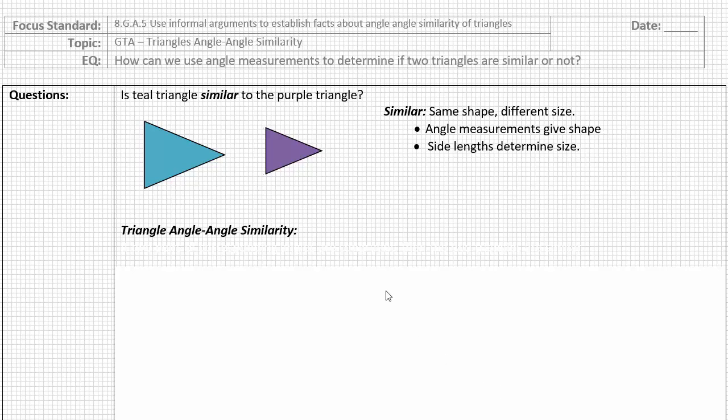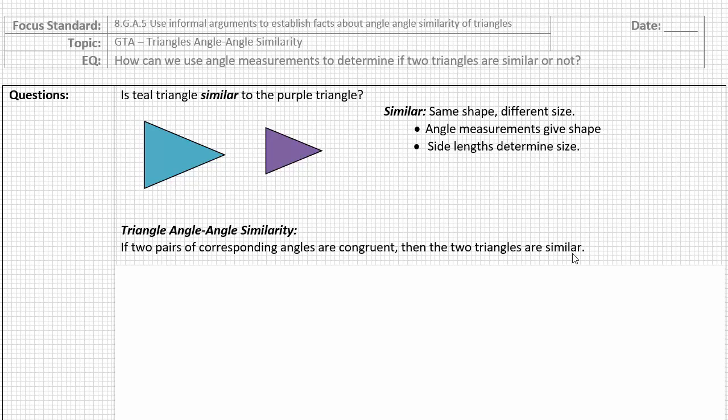So we've already learned two theorems about triangles, and we're about to learn a third. It's called the triangle angle-angle similarity. The triangle angle-angle similarity theorem states if two pairs of corresponding angles are congruent, then the two triangles are similar.